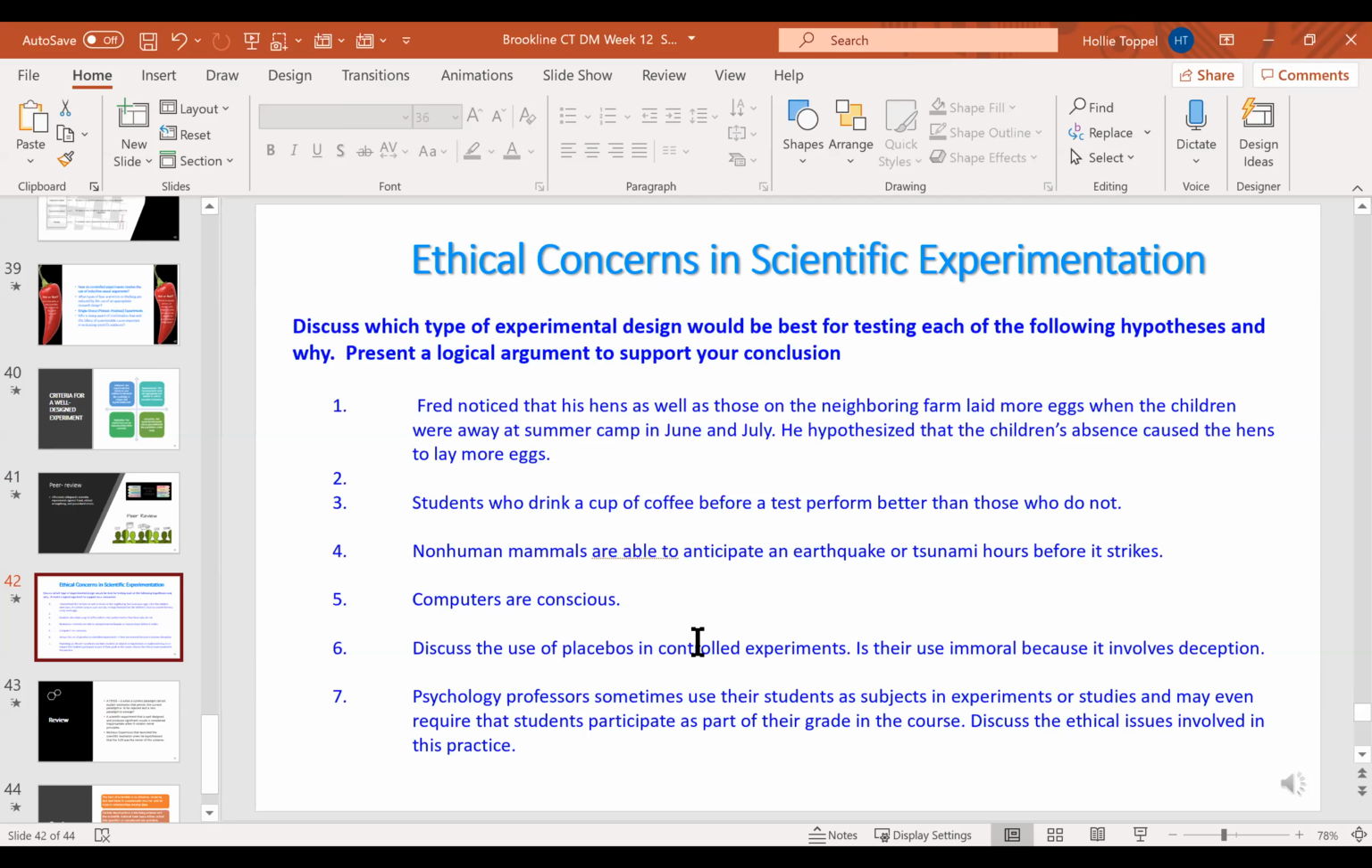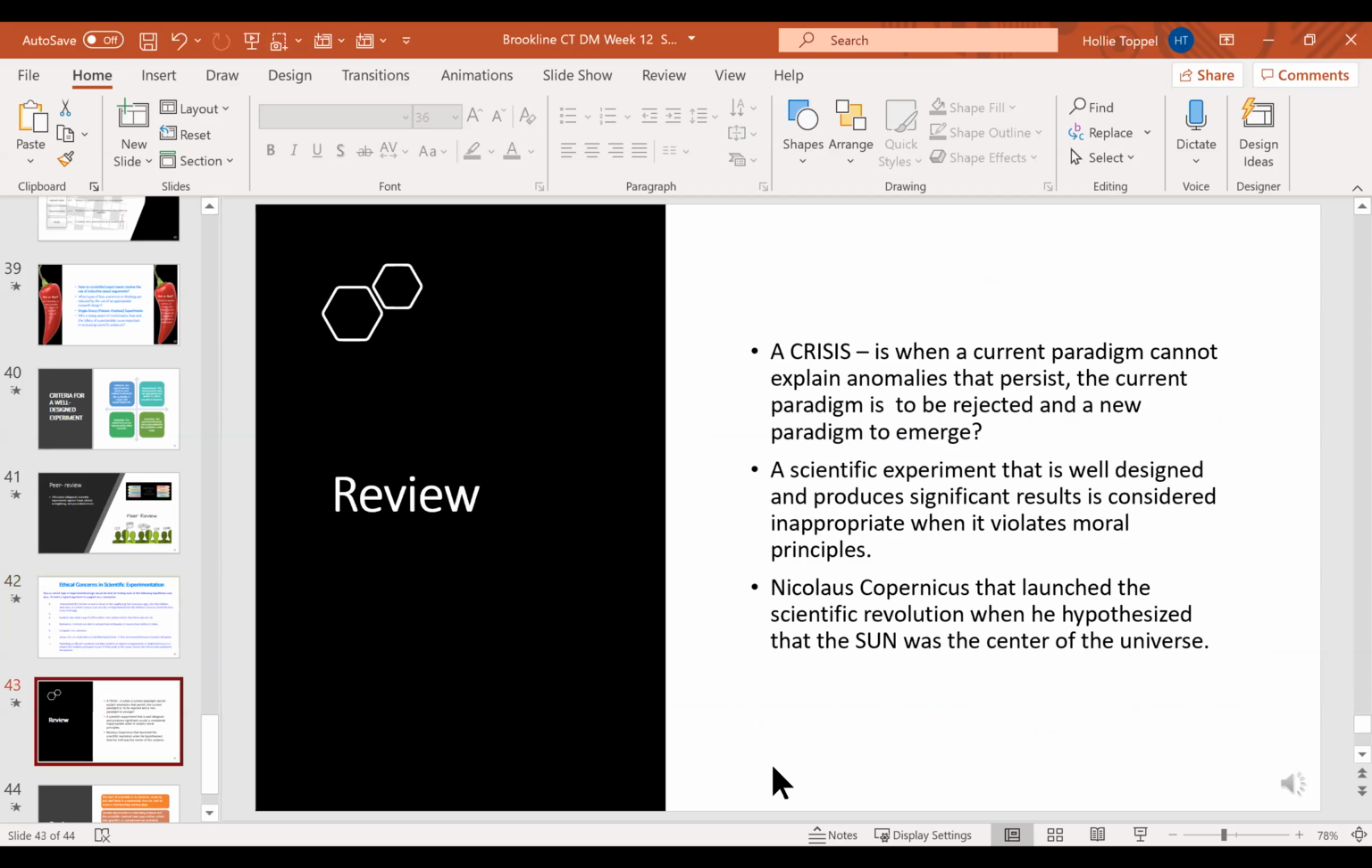Discuss placebos in a controlled experiment. Is that immoral use because it involves deception, and you have to sign for it? I had a friend that had C. diff for 2 years and he finally signed up for an experiment about whether this drug worked, and he got the placebo. Well, when he didn't get better, then they gave him the drug and he got better. Kind of sad.